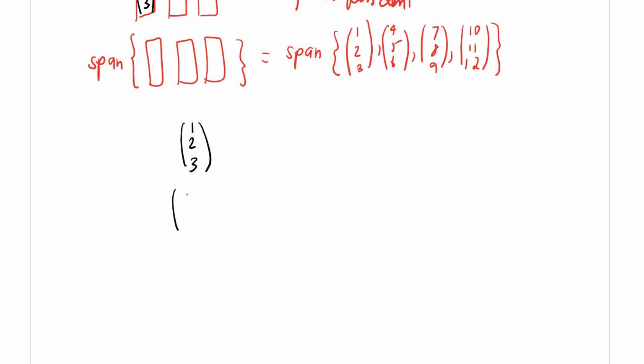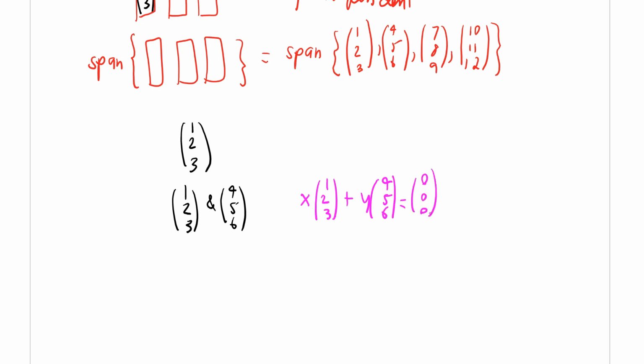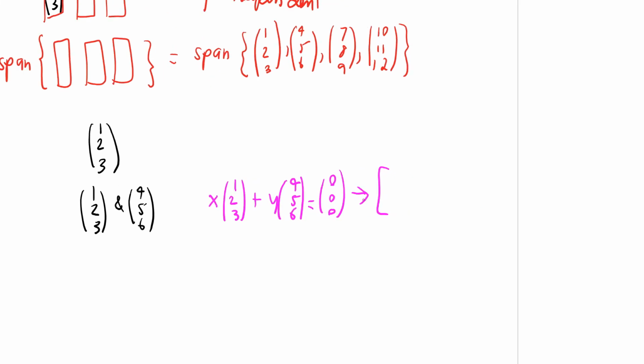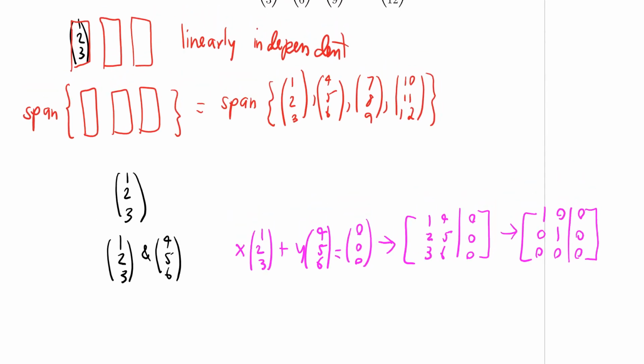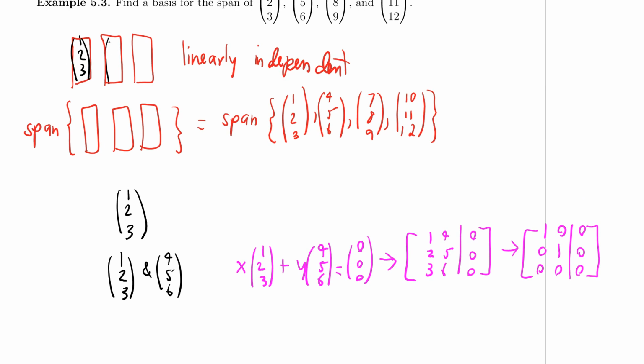Now let's see if I have 2 of them. What's going to happen if I have 1, 2, 3 and 4, 5, 6? I need to check if these 2 are linearly independent. What I always do is solve the vector equation x times 1, 2, 3 plus y times 4, 5, 6 equals 0, 0, 0. The augmented matrix is 1, 2, 3, 4, 5, 6, and then all 0. I do the row operation, and that gives me 1, 0, 0, 0, 1, 0, 0, 0, 0. So these 2 are linearly independent, and I put them into my tentative list of basis vectors: 1, 2, 3 and 4, 5, 6.